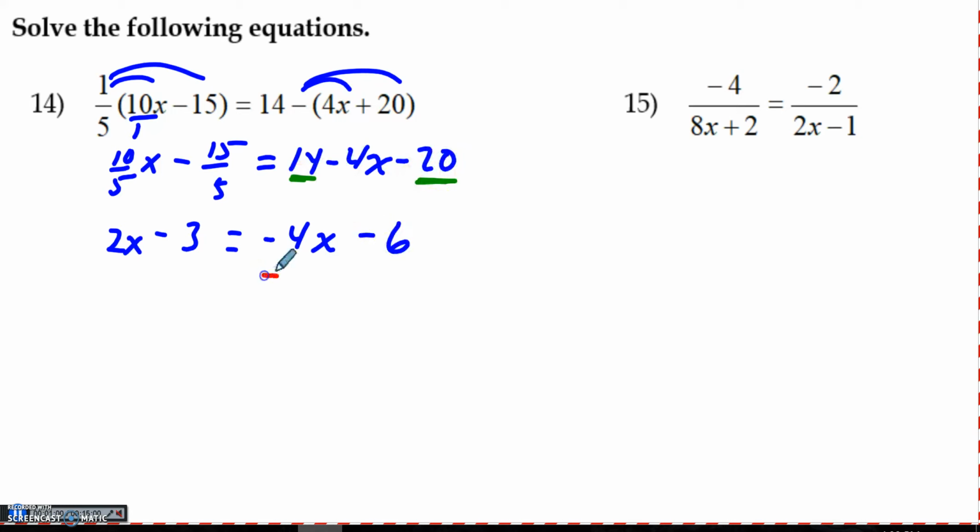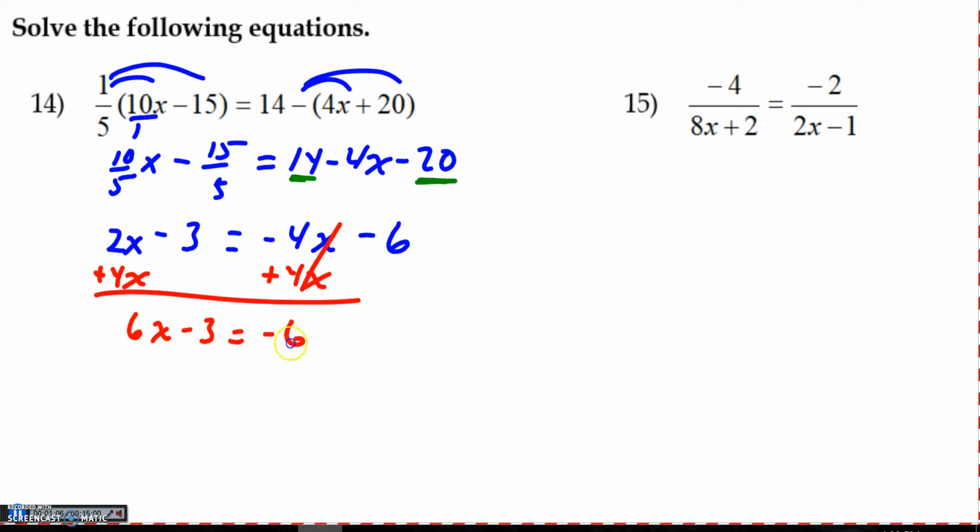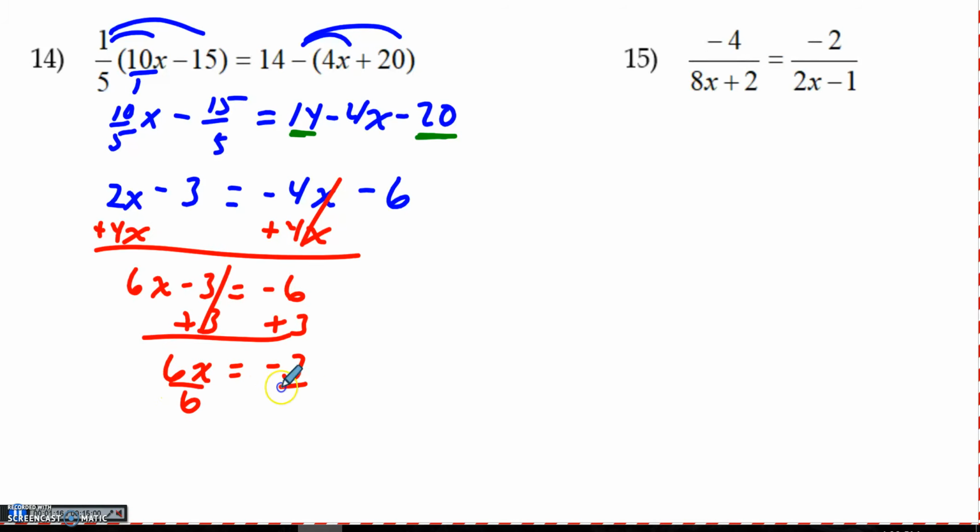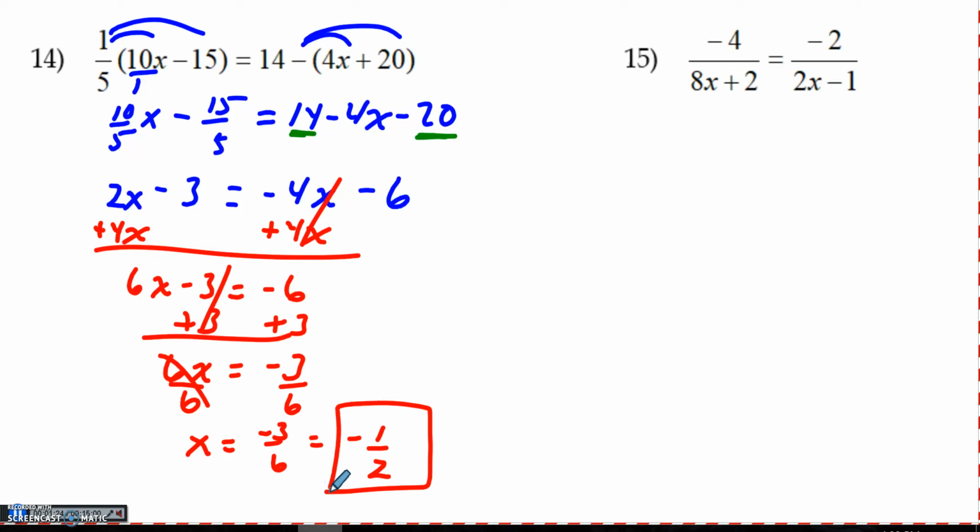So now if I want to get the x's together, I would add the 4x to both sides. So I'd have 6x minus 3 equals negative 6. Add the 3 to both sides. 6x equals negative 3. So be careful. Make sure then if you divide by 6, you would get x equals negative 3/6, or even better, negative 1/2. So my answer for number 14 is negative 1/2. And you could take negative 1/2 and plug it back into the original equation to see if both sides are equal.